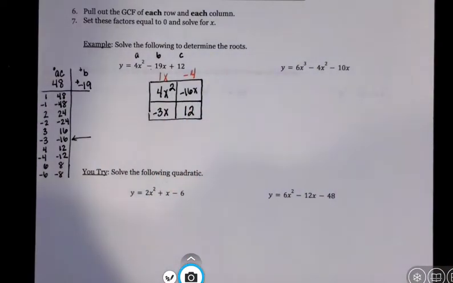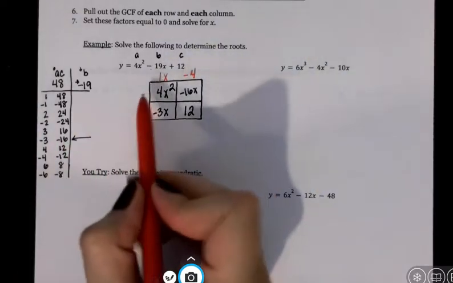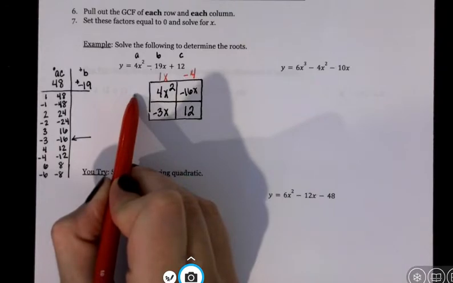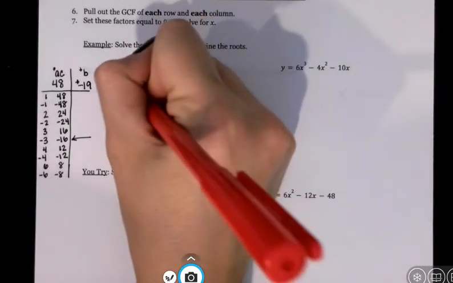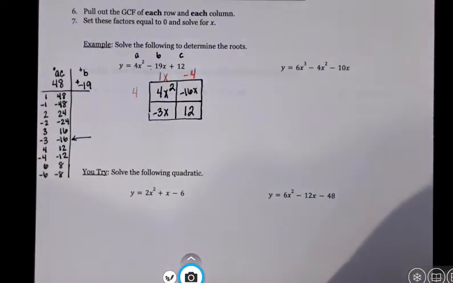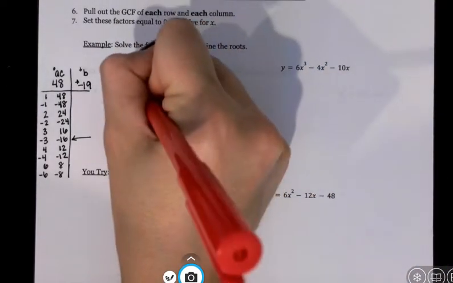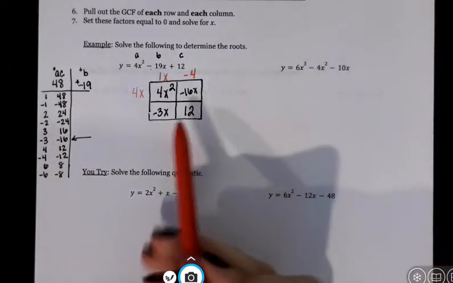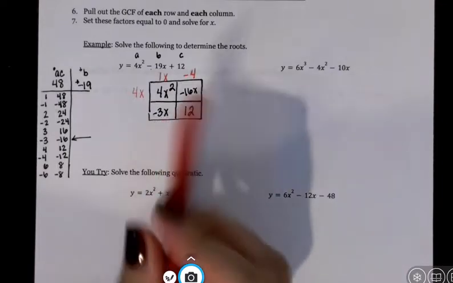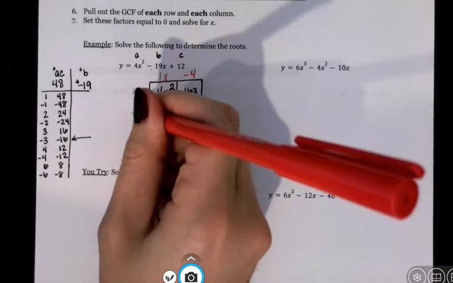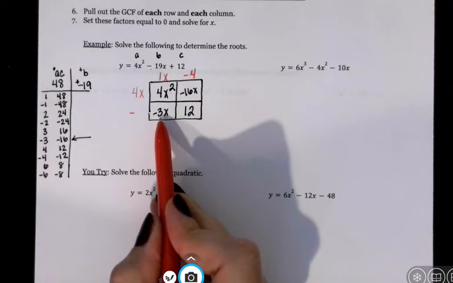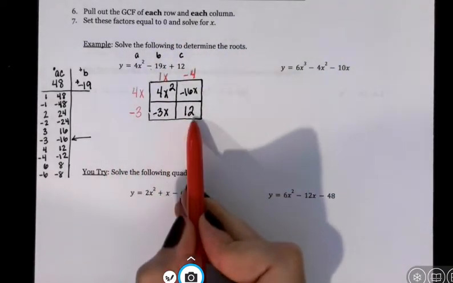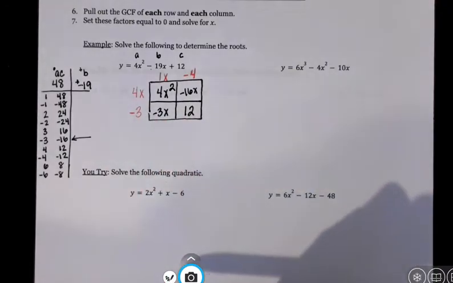For my rows, I'm going to do the same thing. So from this side, this next door neighbor is positive, so it also has to be positive. Between 4 and 16, I can factor out a 4. And then between x squared and x, I can factor out an x. For the bottom row, if this one's negative right next door, it also has to be negative here. So between 3 and 12, I can factor out a 3. And then they don't share a variable, so I cannot factor out a variable.